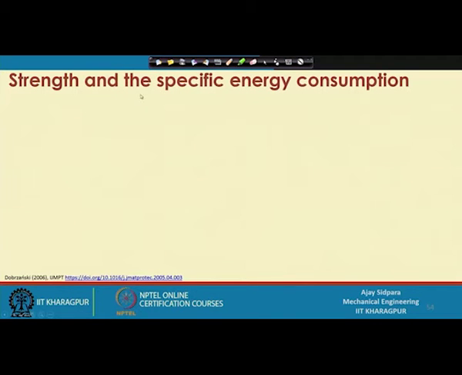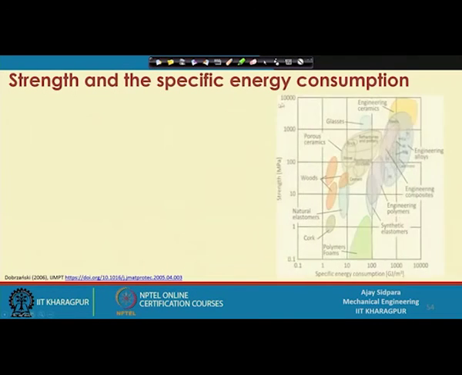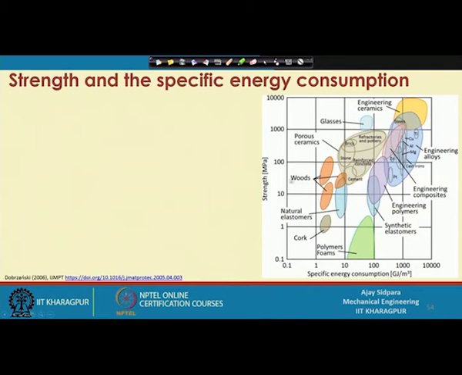Another thing is strength and the specific energy consumption. This is one more graph. Here different materials are given, and the y axis is strength. This strength is increasing, and this is the specific energy consumption. So, what is the specific energy consumption? If you see these materials, they are not readily available, that means wherever you are getting them, you have to process these components.